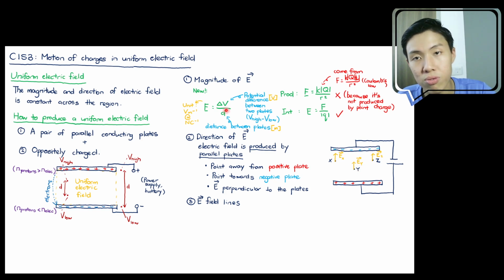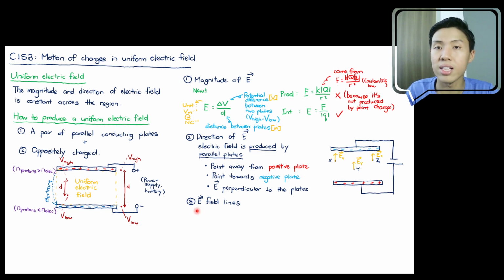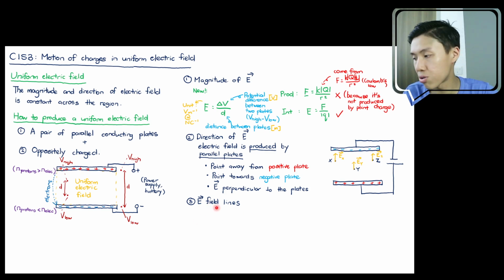So now you know how to determine the magnitude and the direction of the electric field. And now the last thing to learn about right now is the electric field lines. Okay, electric field lines. What are electric field lines? Probably deserve a bit of explanation.